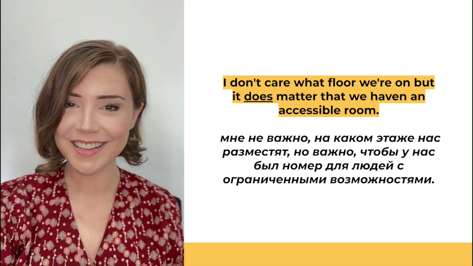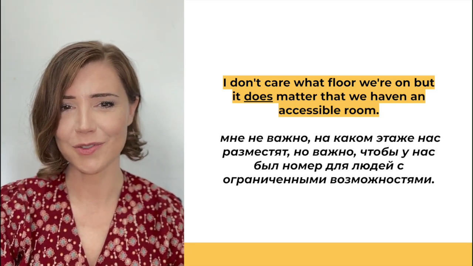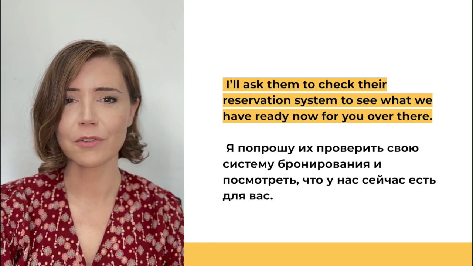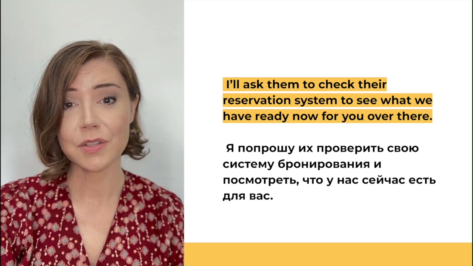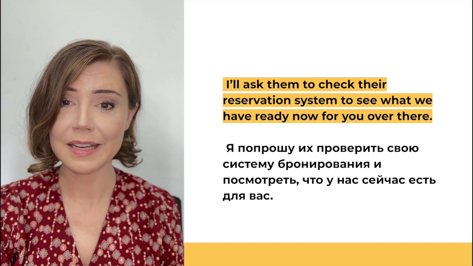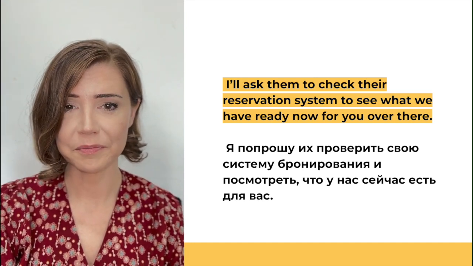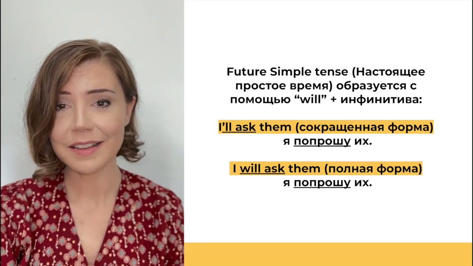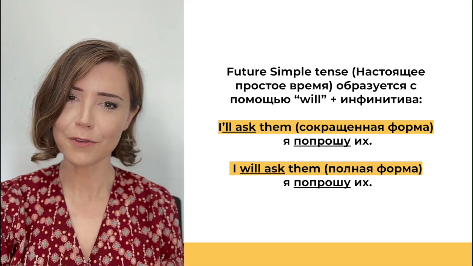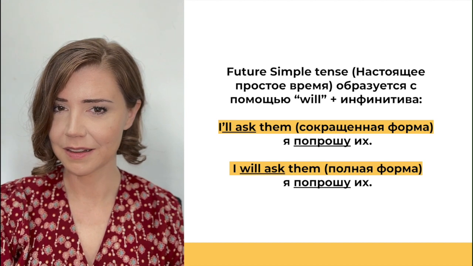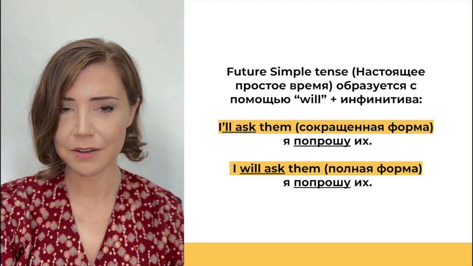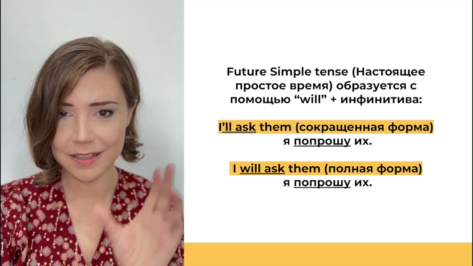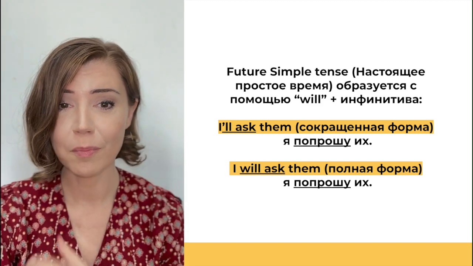Let's go to our next sentence with the highlighted grammar structure. "I'll ask them to check their reservation system to see what we have ready now for you over there." In the expression, "I'll ask them," we see the future simple tense, will plus infinitive. In this case, I will is contracted to the short form I'll.